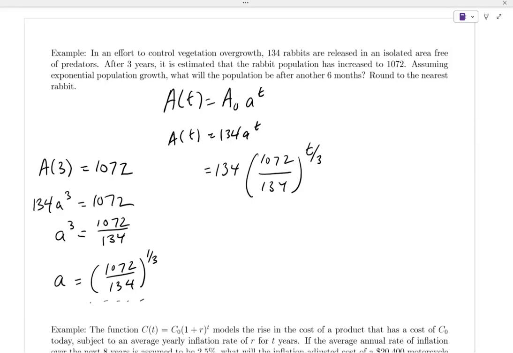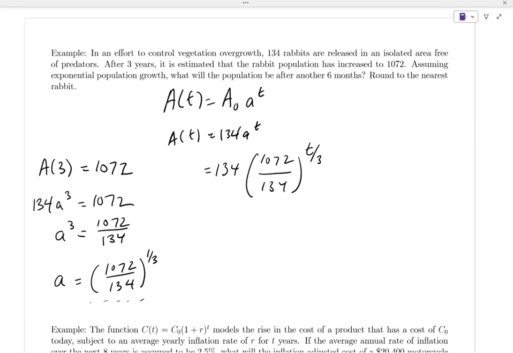Are we okay with setting up the model? This should look a lot like what we've done in the last several problems, right? Now let's do what the problem actually asks us for. After another 6 months, it's asking what, and it means another 6 months past when it's increased to 1,072. In another 6 months, what will the population be? So do we want to plug in something for t or solve for t? Plug something in for t, right? Because we're trying to get an amount. What number do we want to plug in for t in this case?